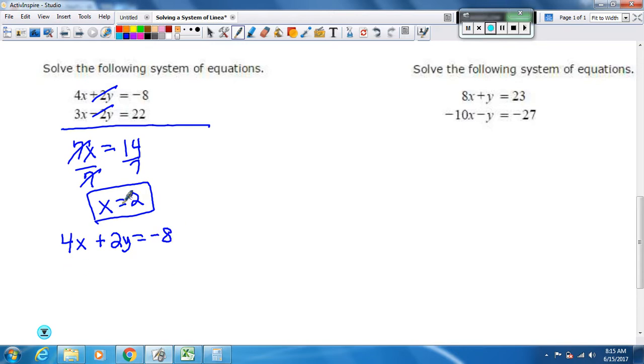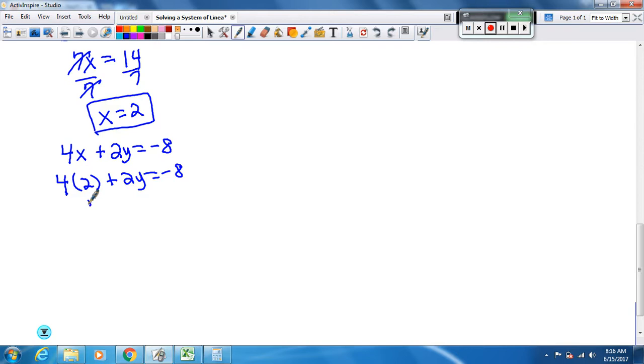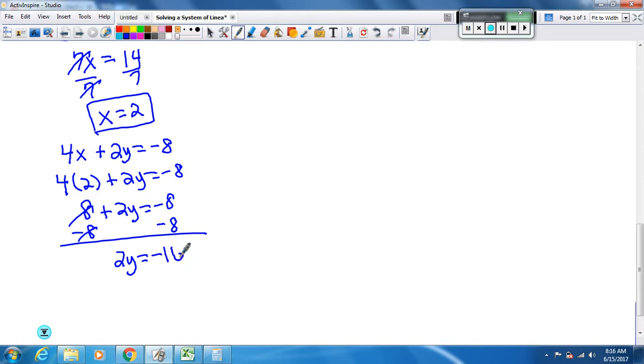And then you plug in 2 for x. So 4 times 2 plus 2y equals negative 8. 8 plus 2y, 4 times 2 is 8. I'm going to subtract 8 from both sides. So 2y equals negative 8 take away 8, which is negative 16. Divide both sides by 2. So y equals negative 16 divided by 2 is negative 8.